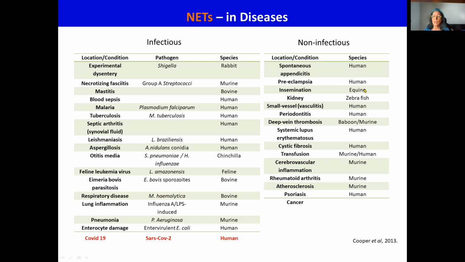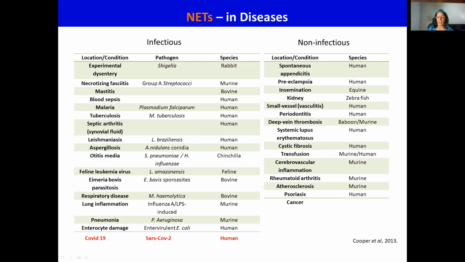And non-infectious disease, spontaneous appendicitis, that is shown in the first paper by Zychlinsky group, when they described the NETs, preeclampsia, insemination, you have some NETs holding the horse spermatozoa, kidney in zebrafish, small vessel vasculitis, but you have also not only the small, but in the big vessels too, periodontitis, thrombosis, lupus, cystic fibrosis, transfusion, cerebrovascular inflammation, rheumatoid arthritis, atherosclerosis, psoriasis, and cancer.